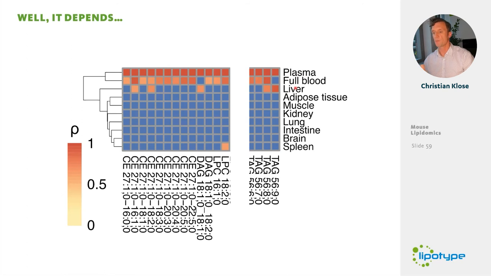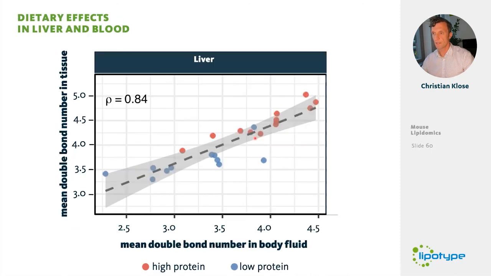in the blood lipidome as compared to other organs, like, for example, the brain, which is barely reflected with regard to lipid composition in the blood. So liver is well reflected, other organs are not so well reflected.